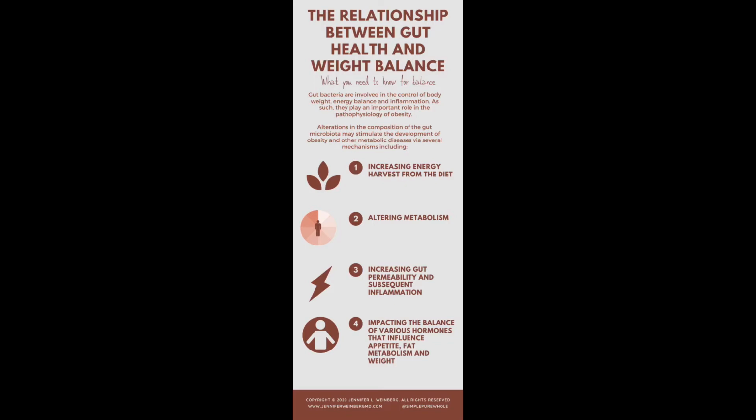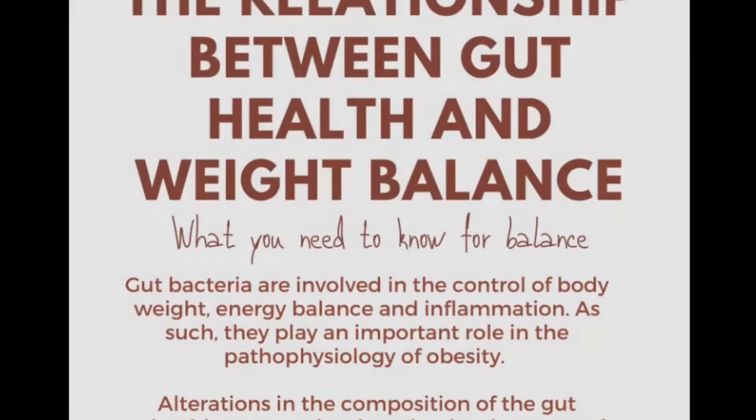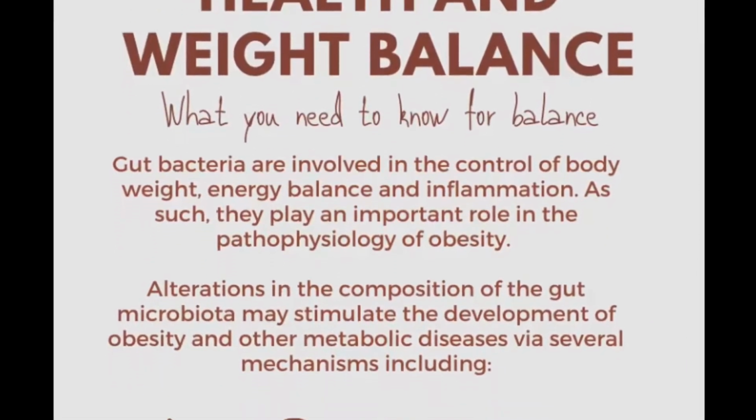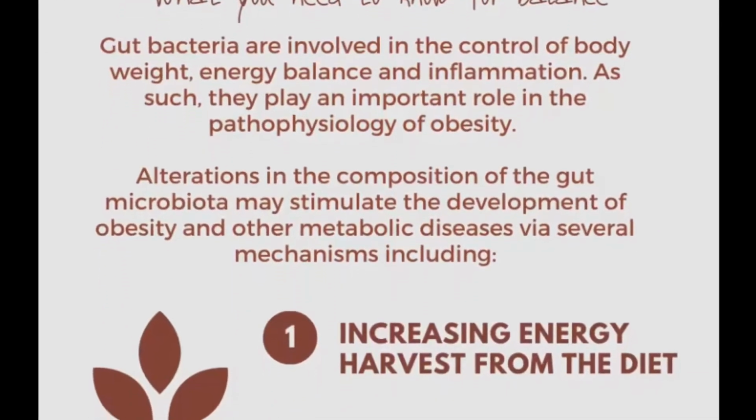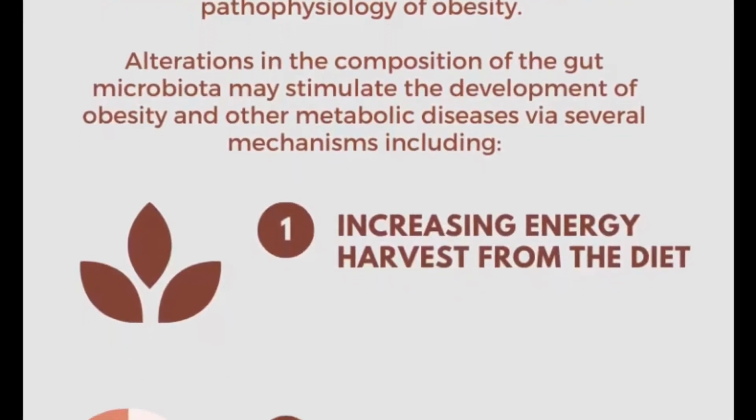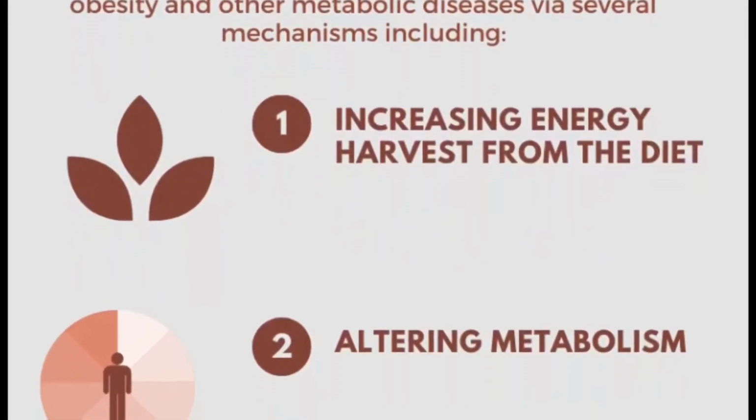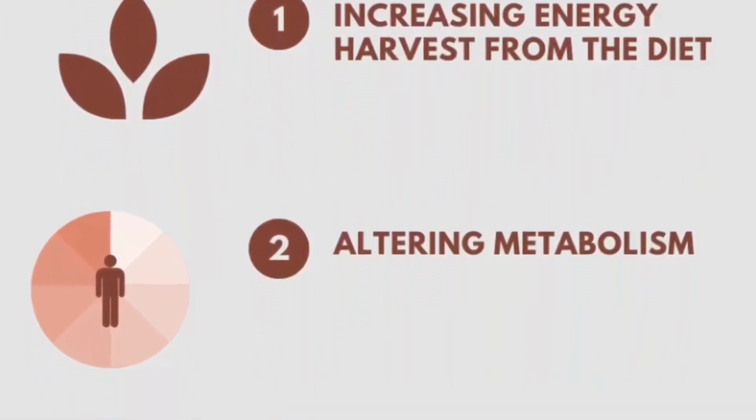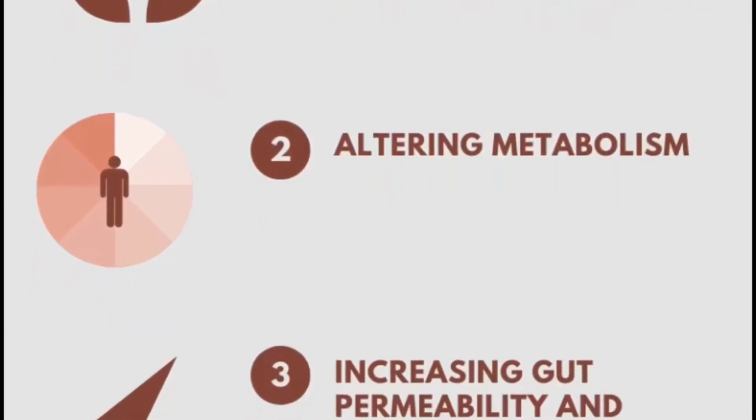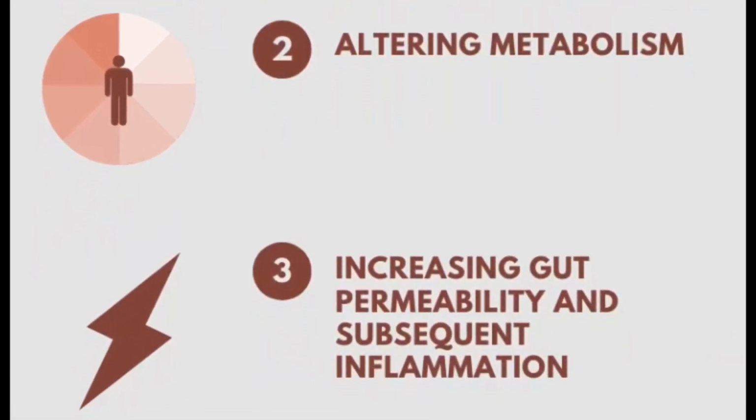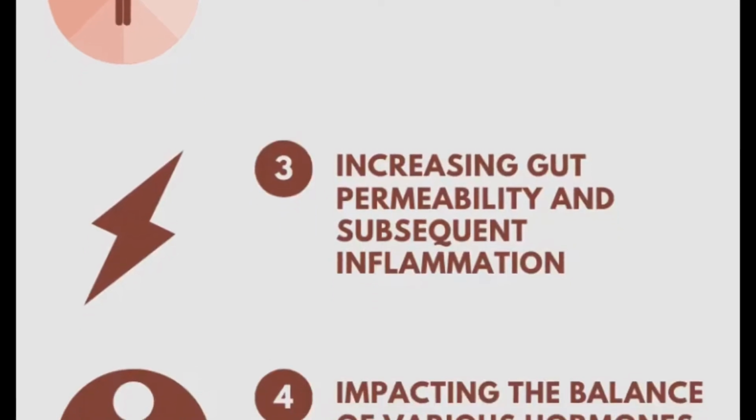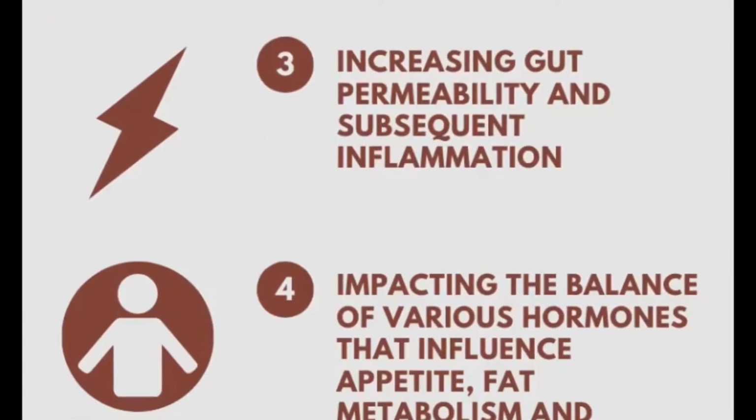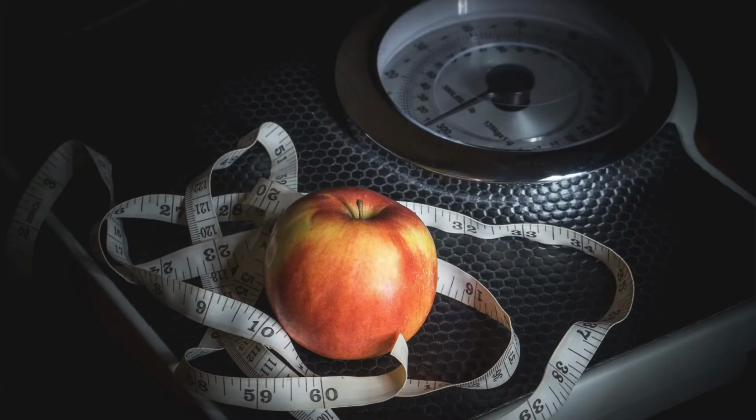Alterations in the composition of gut microbiota can stimulate the development of obesity and other metabolic diseases via several mechanisms. These include influencing how many calories are absorbed from the diet, altering metabolism, increasing the gut permeability and subsequent inflammation, and impacting the balance of different hormones which can influence appetite, fat, metabolism, and weight.